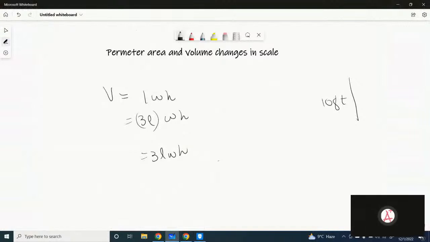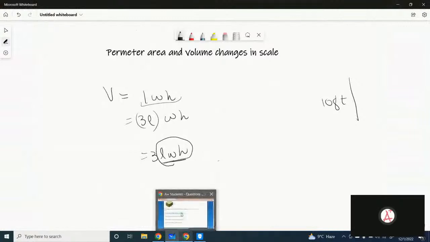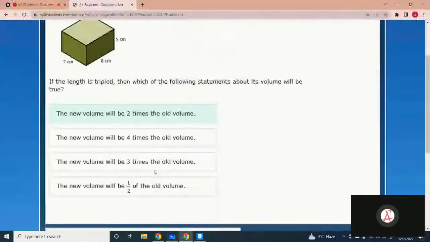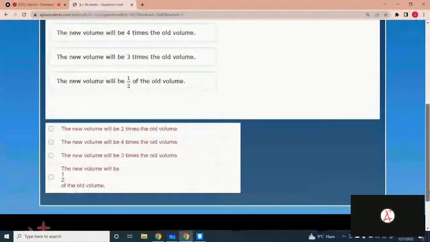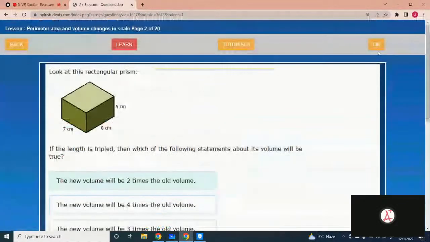That means the new volume is 3 times the old volume, because 3 is multiplying the old volume. LWH is the old volume. Just 3 is multiplying it, so the new volume is 3 times the old volume. So the correct option is: the new volume will be 3 times the old volume.